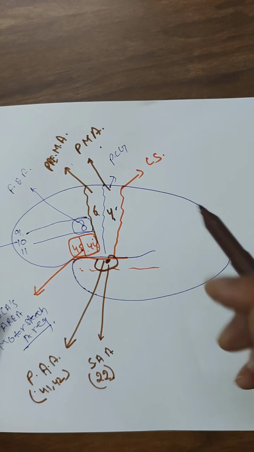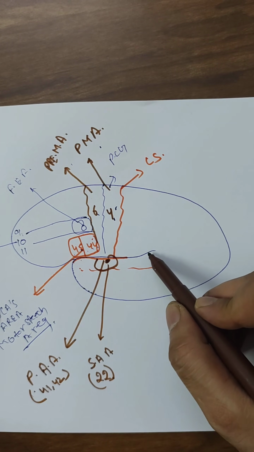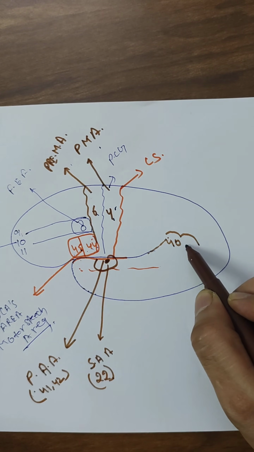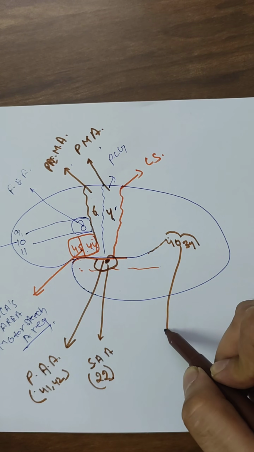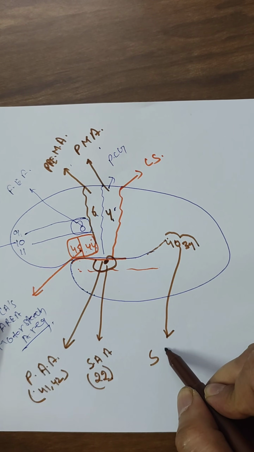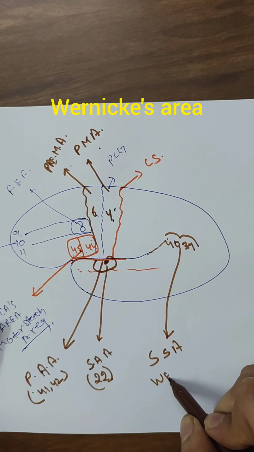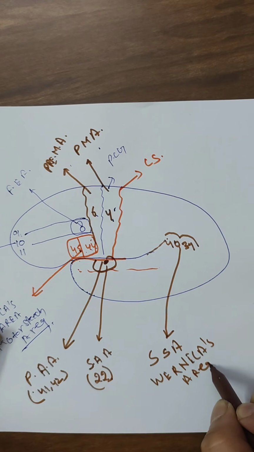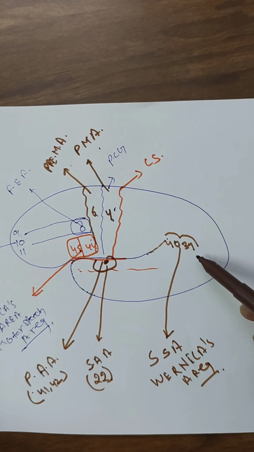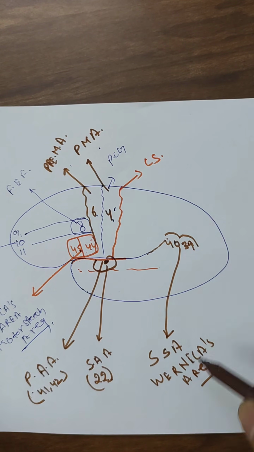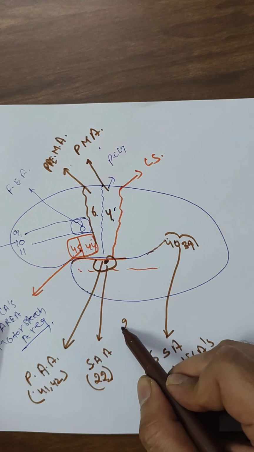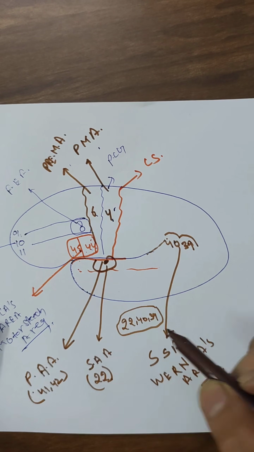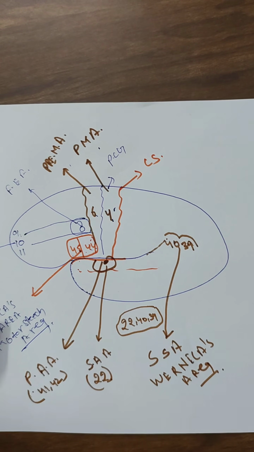Then in the inferior parietal lobule, near about here, we have area number 40 and 39. These are the sensory speech area, also known as Wernicke's area. So we can say 22, 40 and 39, these are Wernicke's area, sensory speech area.